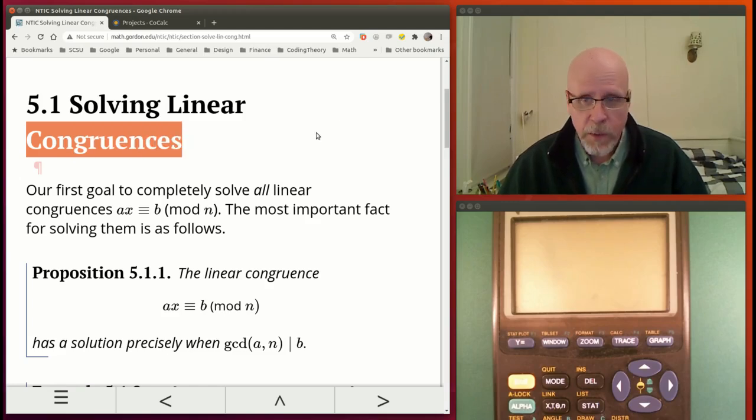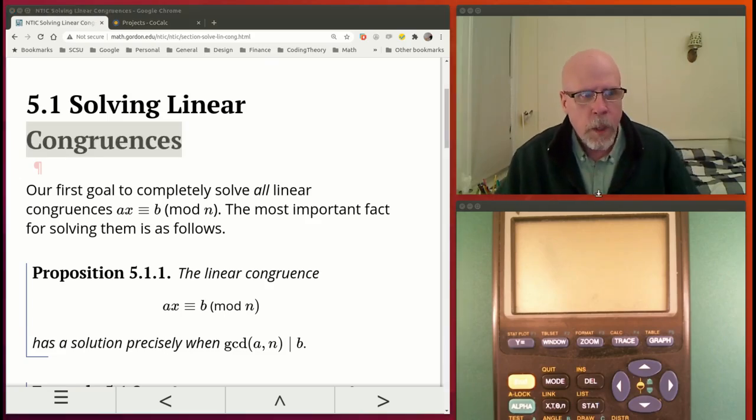I don't know how this word is supposed to be pronounced. I've got to be honest here. I've always said congruences with the emphasis on the first syllable, but there are people who say it differently. So, congruences. I don't know. We're going to try to solve them anyway.